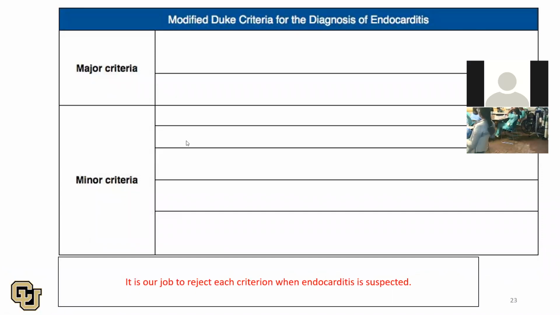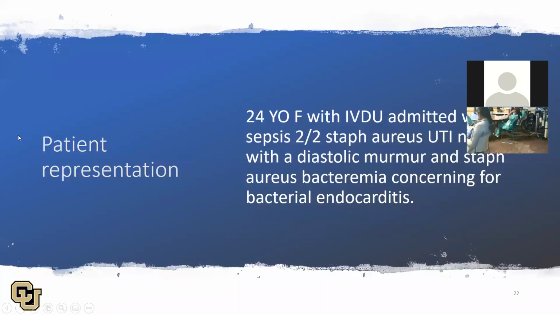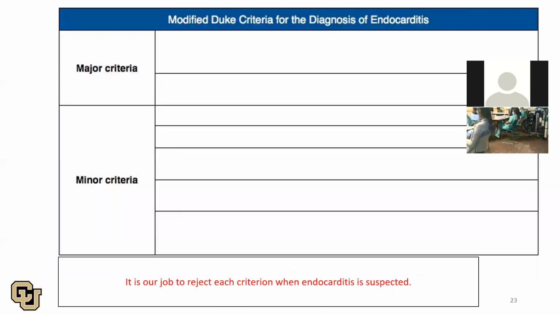Okay, so whenever we think of infective endocarditis, we of course think of Duke's criteria. And the way I approach this is I ask myself, how likely do I think this patient has endocarditis? What is my pretest probability? And in this patient, from the problem representation alone, our likelihood that she has bacterial endocarditis is pretty high. And so when your pretest probability is moderate to high, it is our job to reject each of these criteria and prove to ourselves that this isn't endocarditis.